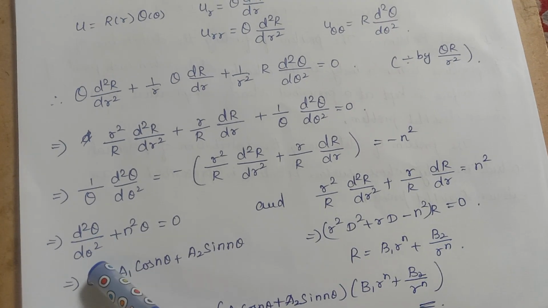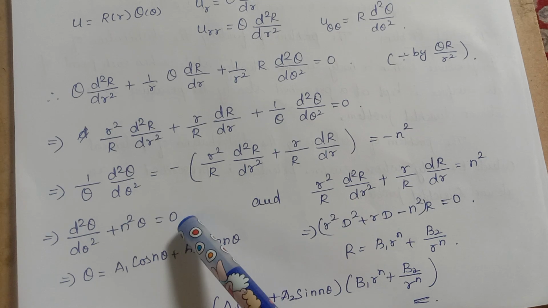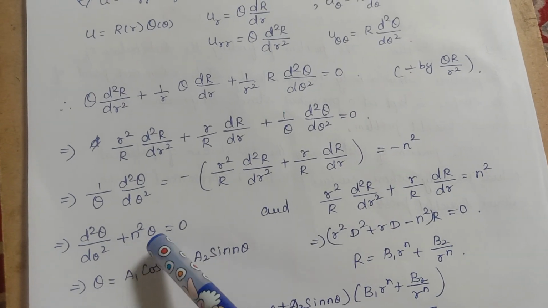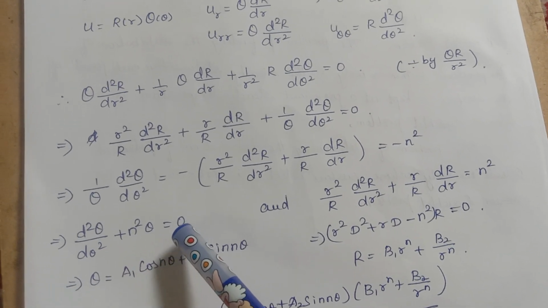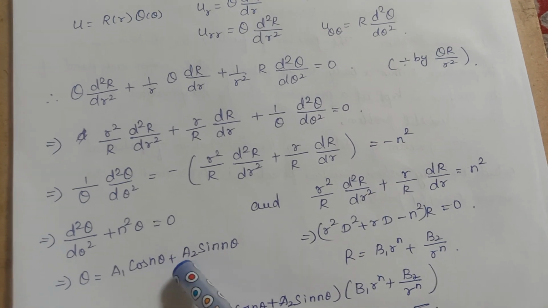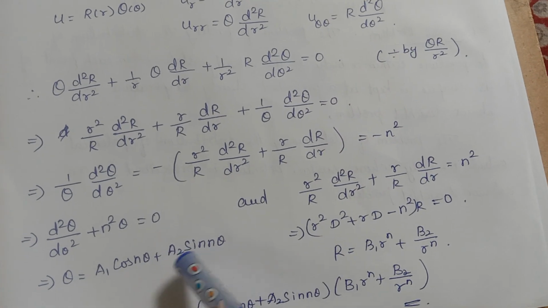This implies d²Θ/dθ² + n²Θ = 0. So here the roots are plus or minus in, which are complex conjugates. So Θ is given by a1 cos nθ + a2 sin nθ.